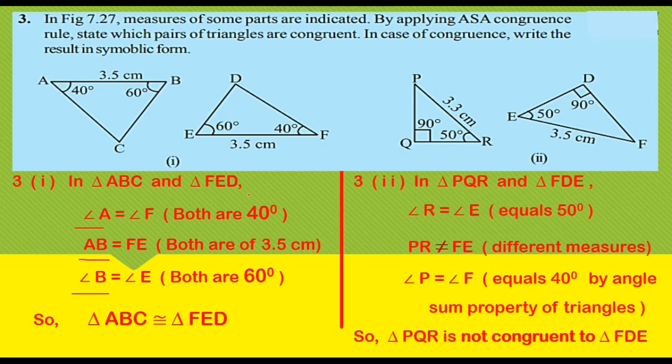Second part, here we have triangle PQR and triangle FDE. Angles are given equal and they are 50 degree. Next we need to establish the ASA criteria. The side should be equal, but you can see one is 3.3, the other one is 3.5, so they are not equal. And angle F is equal to angle P. They are equal, but we don't have equal included sides, so the triangles are not congruent.